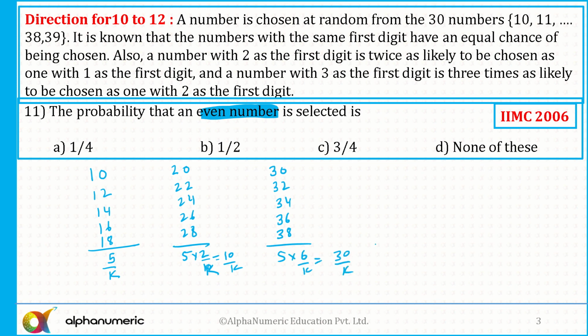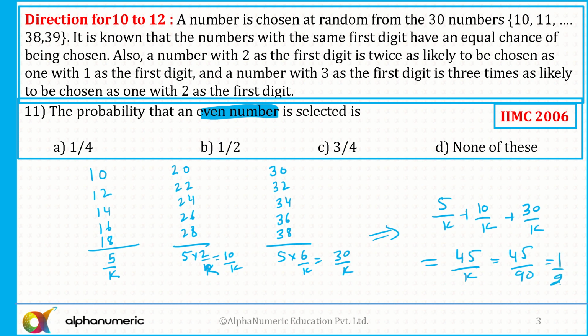So if I add all of them, the probability of getting an even number is equal to what? 5 by k plus 10 by k plus 30 by k, which comes out to be 45 by k. And k is equal to 90. So substitute here: 45 by 90, which is equal to 1 by 2. So the correct answer for this is option number 2, which is 1 by 2.